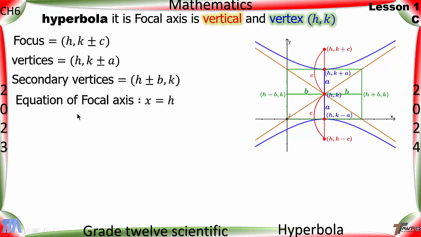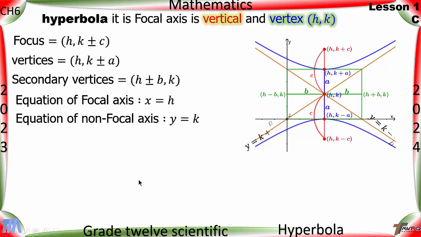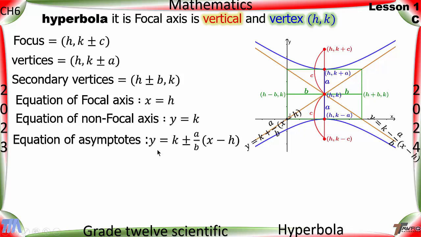And now the equation of the focal axis is x equals h, and the equation of the non-focal axis is y equals k. The equation of the asymptotes is y equals k plus or minus a over b times x minus h. This one is plus because its slope is positive, and this one is minus because its slope is negative.